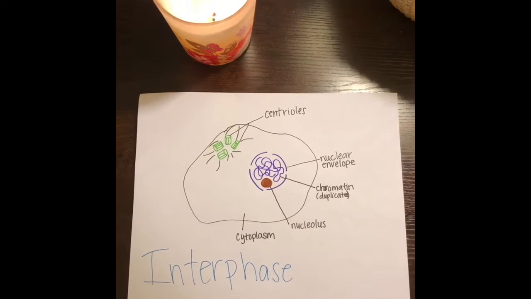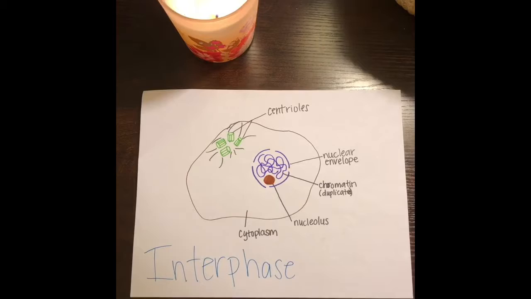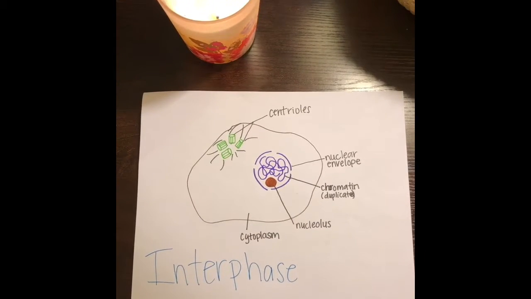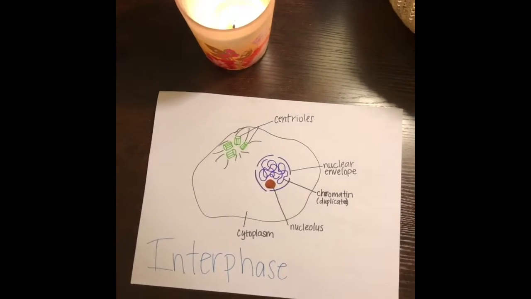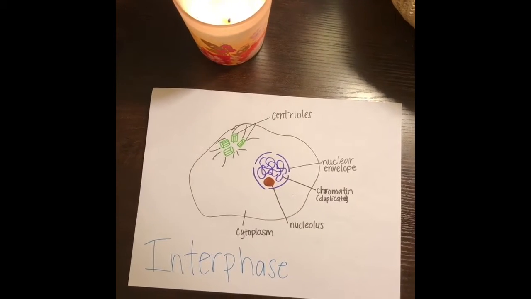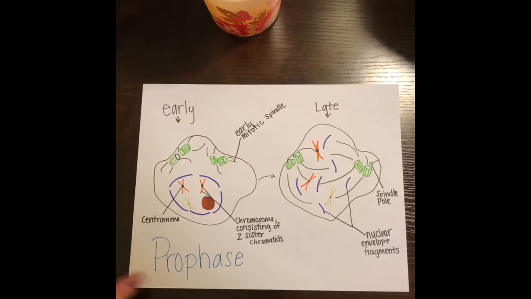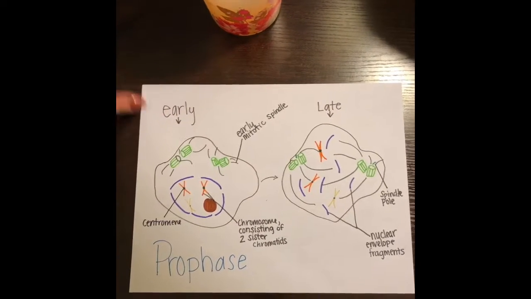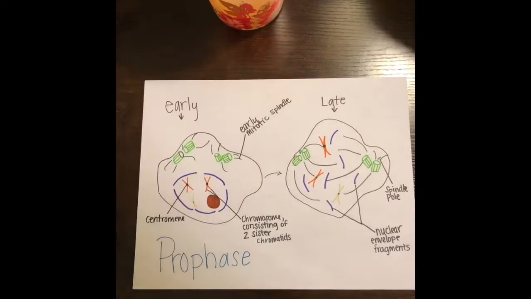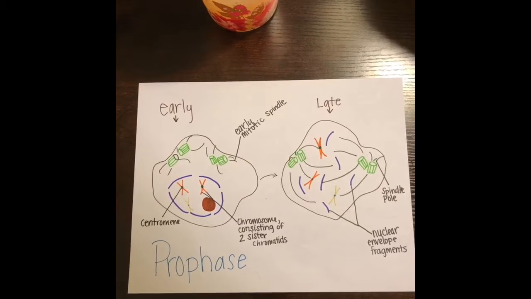In the S phase, there's chromosome replication and DNA synthesis. At the G2 phase, growth and final preparations for cell division happen. Remember that this is where the cell spends most of its time. Next we have prophase. Remember, there's early prophase and late prophase, also called prometaphase.